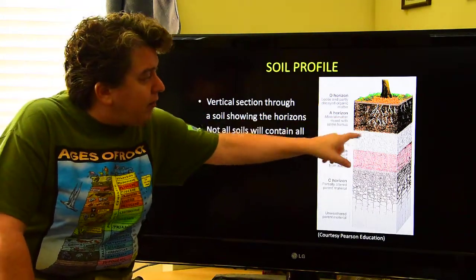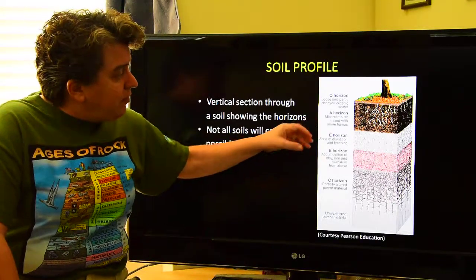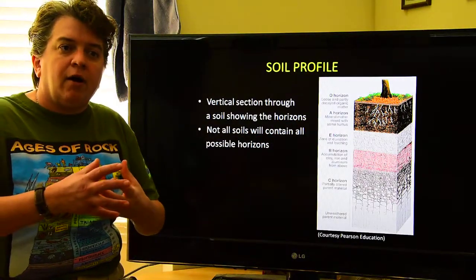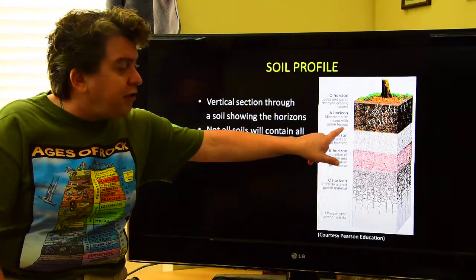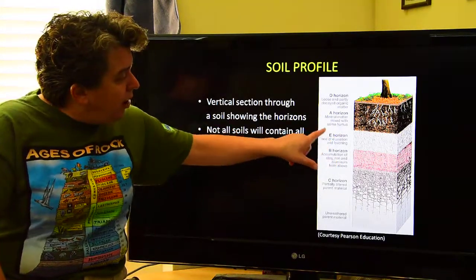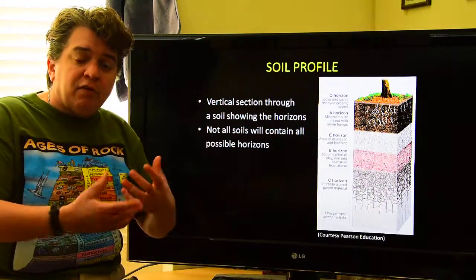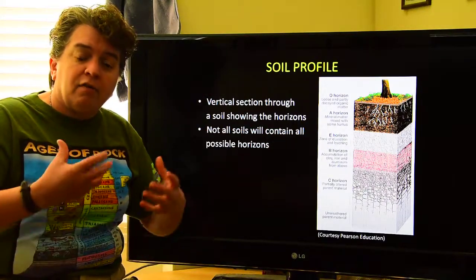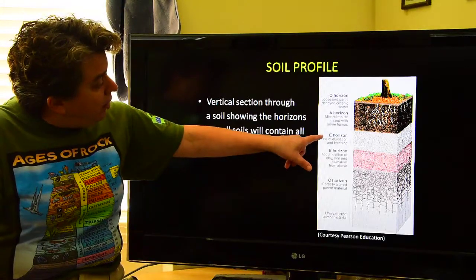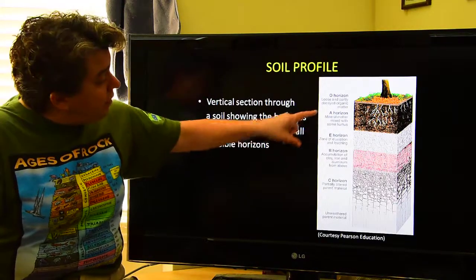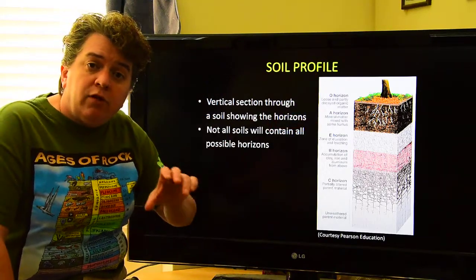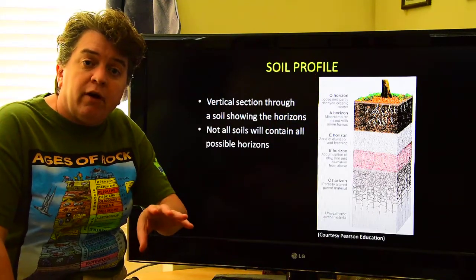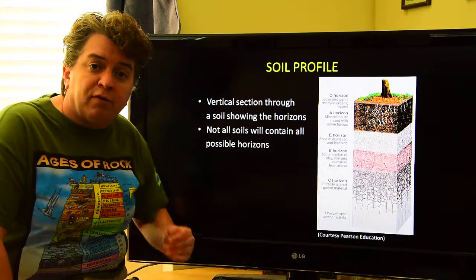Underneath the O horizon, we have the A horizon. This has some of that partially decayed organic material, which we call humus. We get some of that humus mixed with some mineral, some of the weathered rock. By the way, the O and the A horizon are where the majority of the nutrients are in the soil, and that is called the topsoil.